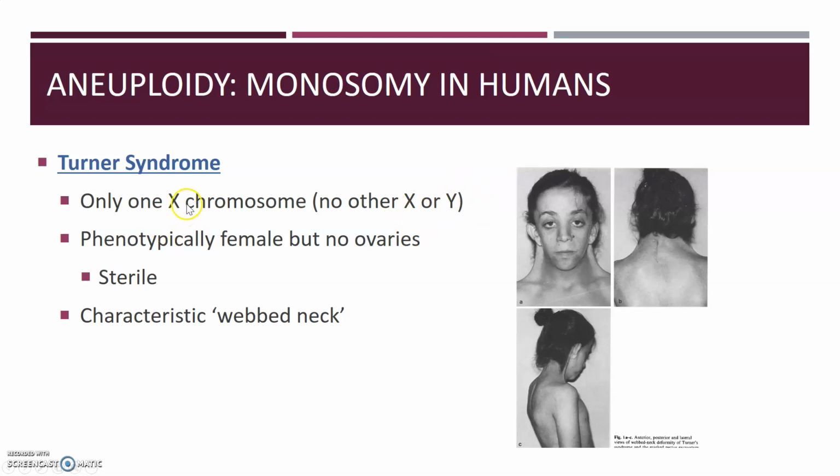And so because you only have 1 X chromosome, phenotypically and biologically you are female, you lack a Y chromosome, but you also don't end up developing ovaries, right? And so individuals with Turner are sterile as well. They have this characteristic webbed neck phenotype, which you can see here. There's also sort of this low hairline. Individuals with Turner can develop swelling of their hands and feet.